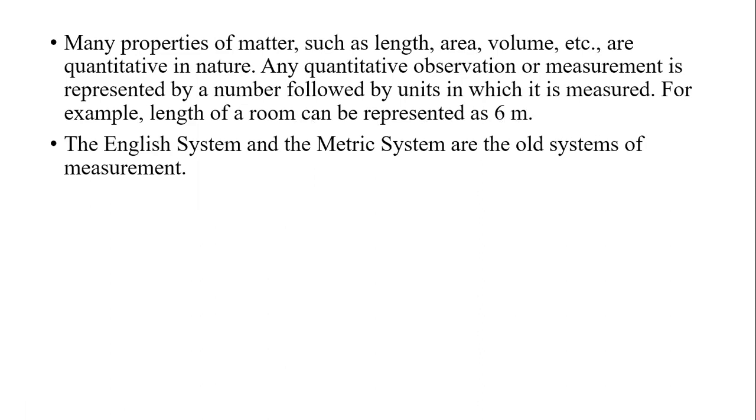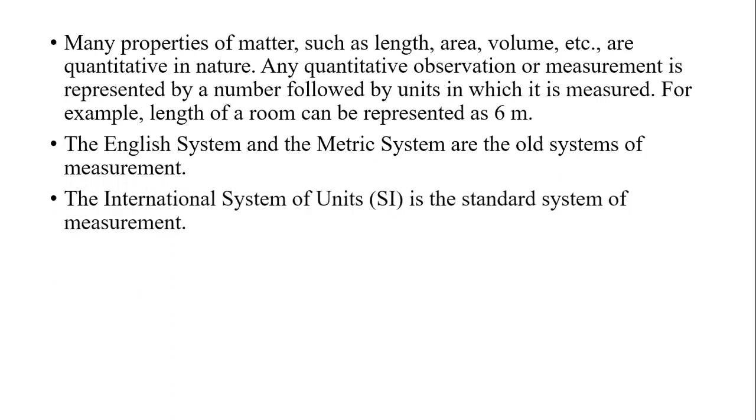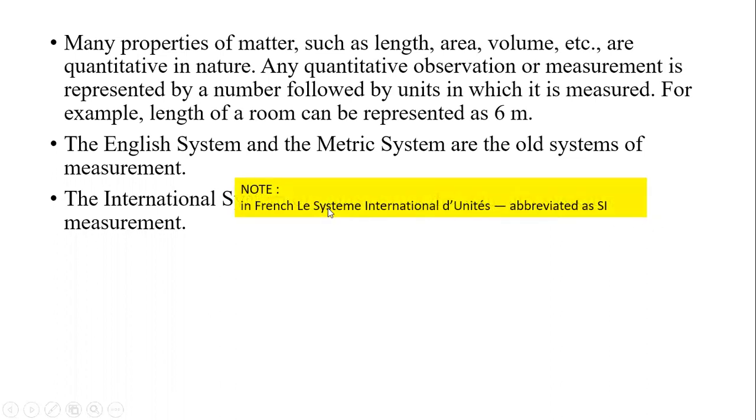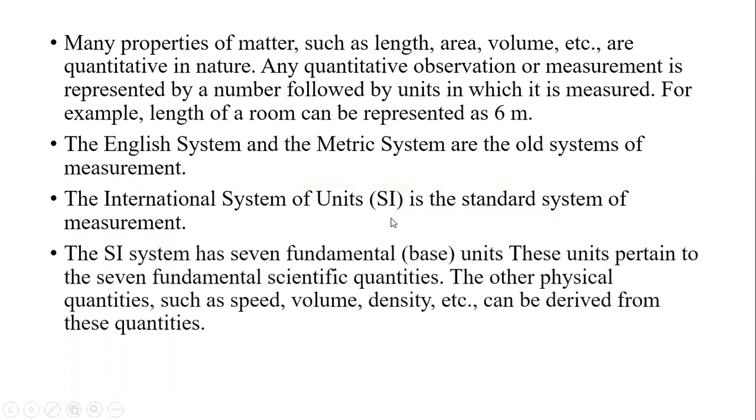The English system and the metric system were the previous systems of measurement, but nowadays we use the SI system as the standard system of measurement, where SI stands for System International in French. The SI system has seven fundamental units, which are the units of seven fundamental scientific quantities, and other quantities are derived from these seven fundamental units and fundamental scientific quantities.